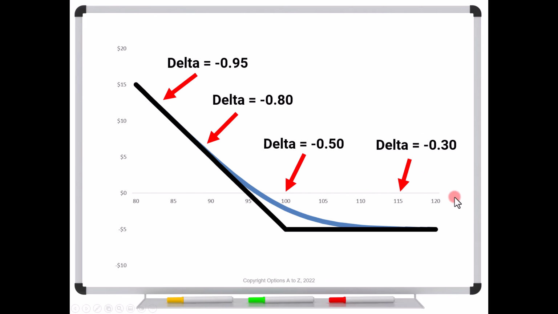And conversely, as the stock price falls, as we move from right to left, your deltas are falling. You're going from minus 30 to minus 50, minus 80, and minus 95. Those numbers are getting smaller. Okay, so those are two cases of positive gamma.